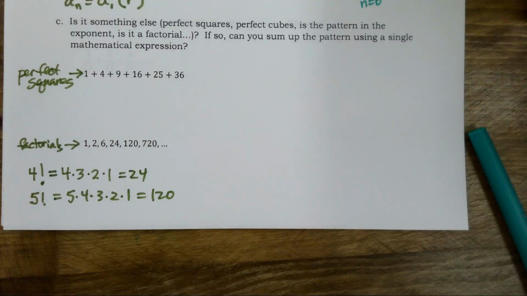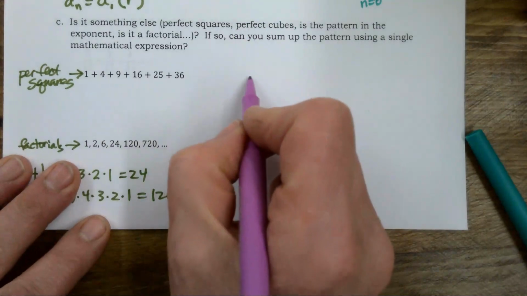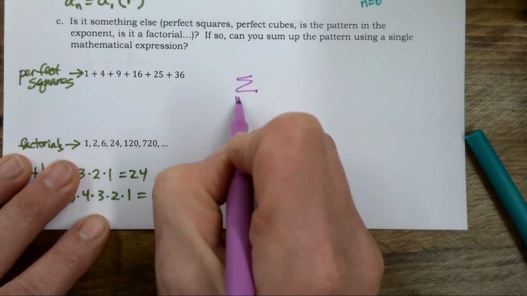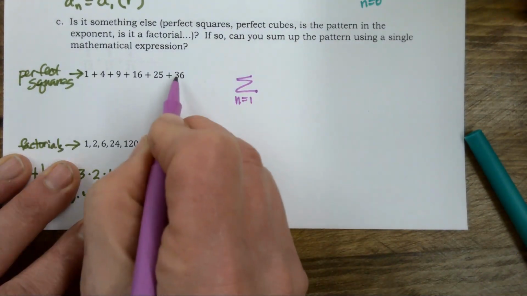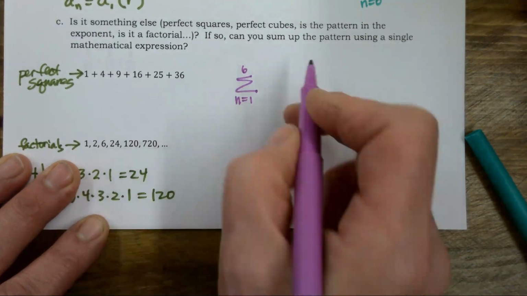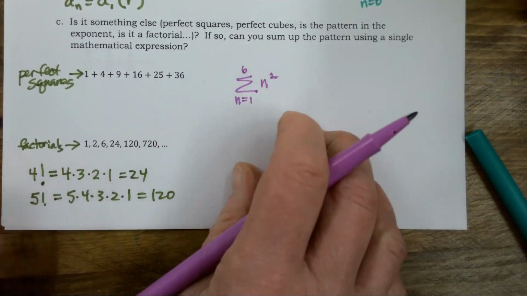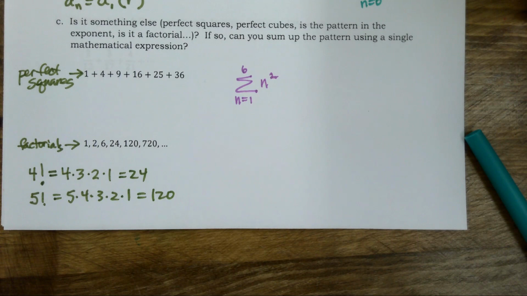If it's perfect squares, I'm just going to square each number. So when I do my sigma notation, the first number I'm going to square is 1. The last number I'm going to square is 6. And I'm going to square it, so that's my direction. That's all I'm doing there. That's my formula.